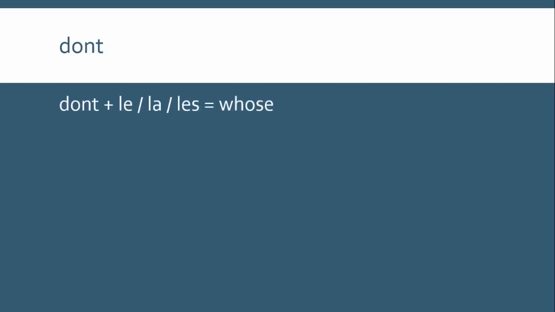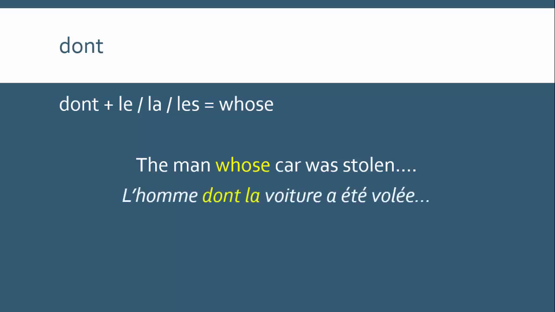Dont can also be used to mean whose, in which case it is always followed by an article. So for example, you could say the man whose car was stolen would be l'homme dont la voiture a été volée. The article here is really important, and its gender depends on the gender of the word that comes after it. So the word voiture is feminine, and so we use la. L'homme dont la voiture a été volée.